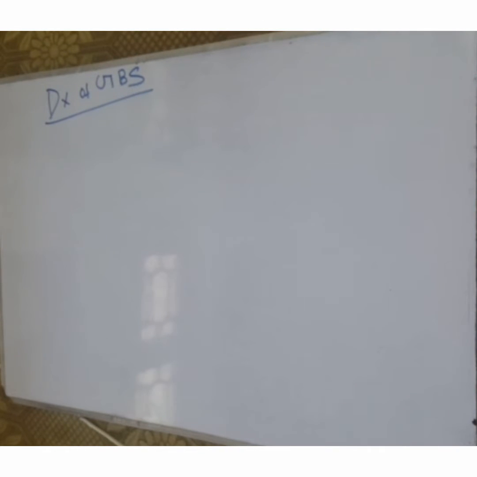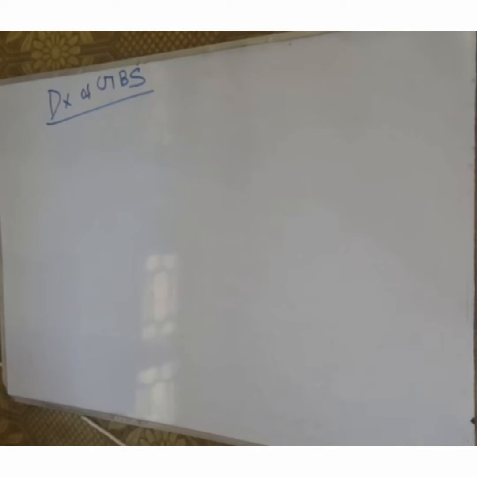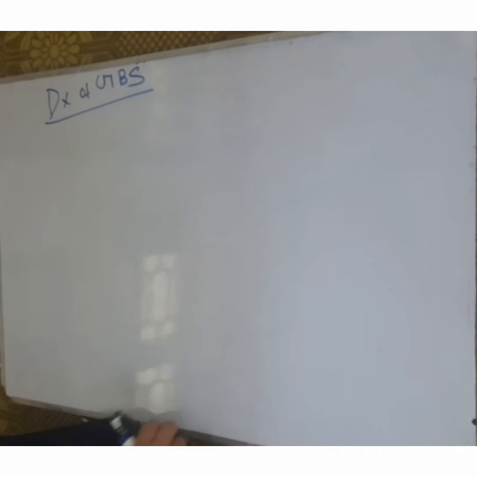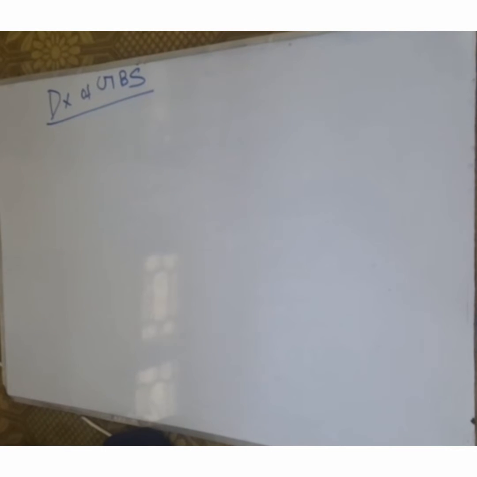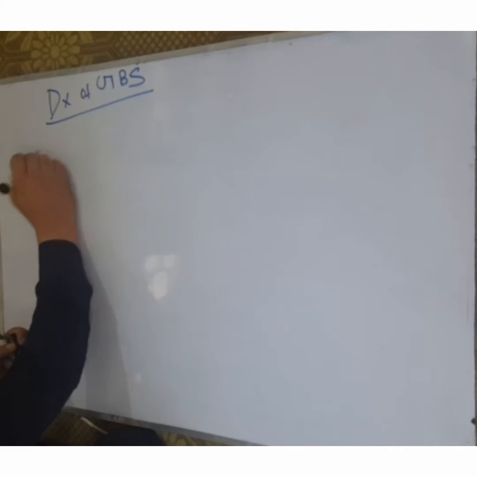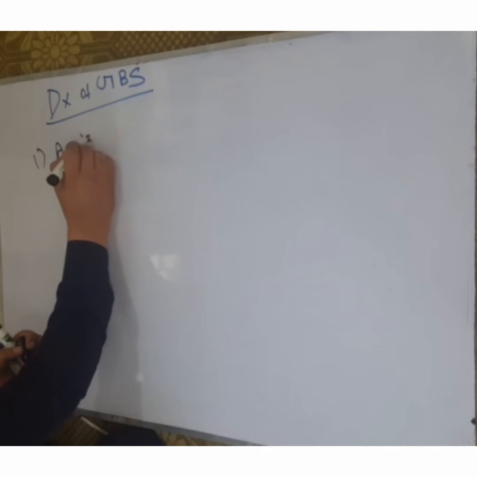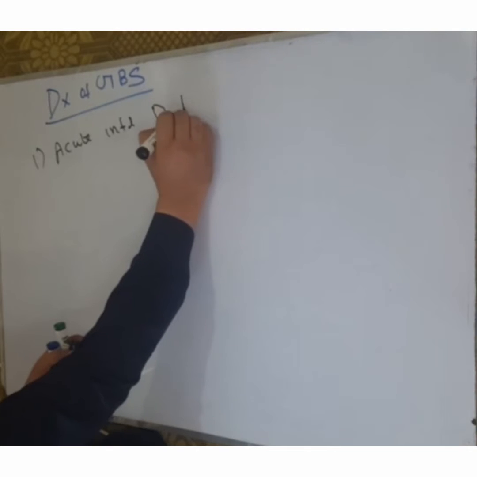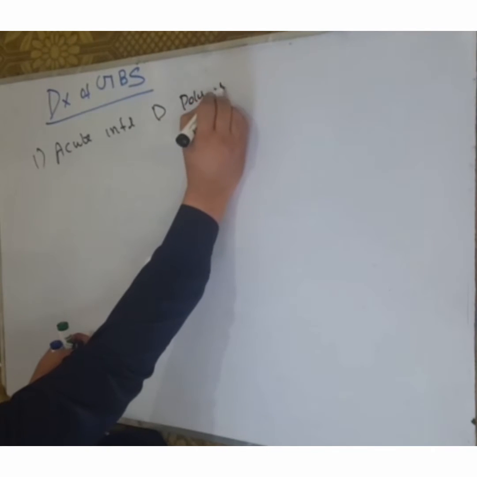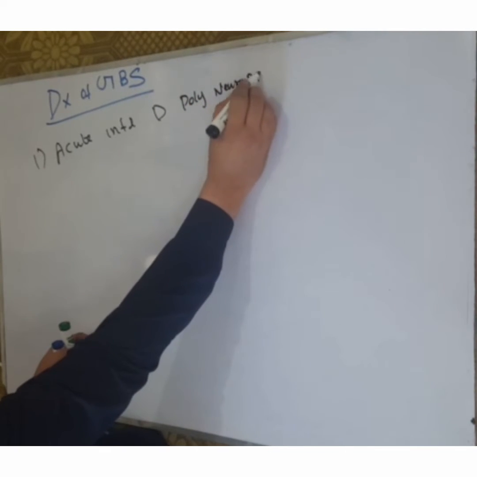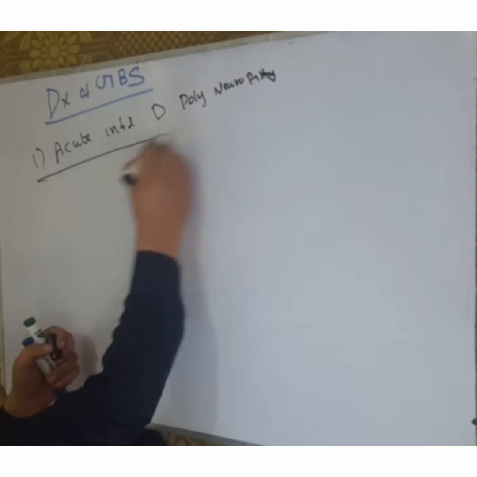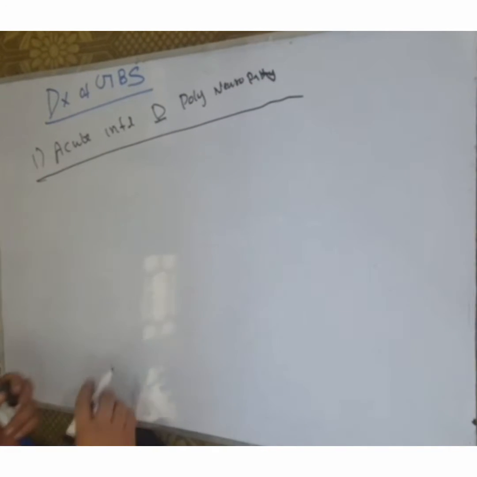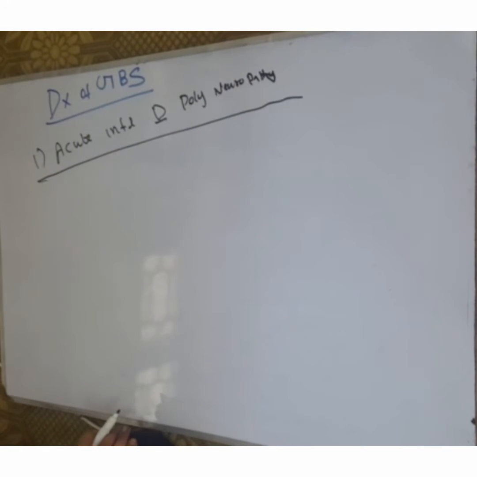How will we diagnose GBS, Guillain-Barré syndrome? In acute inflammatory demyelinating polyneuropathy due to GBS, there is a pattern of rapidly evolving paralysis.